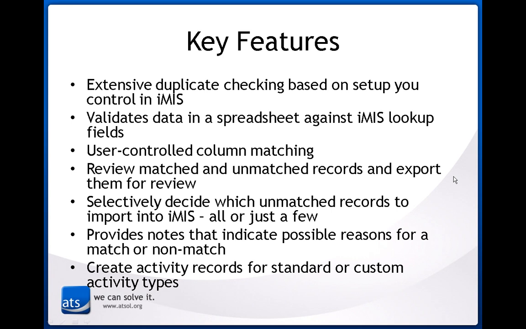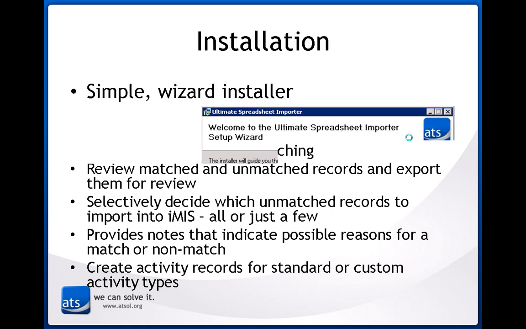Some of the key features include extensive duplicate checking based on setup U control in iMIS. It validates data in a spreadsheet against iMIS lookup fields, has user-controlled column matching, lets you review matched and unmatched records and export them for review, and selectively decide which unmatched records to import into iMIS, all or just a few. It provides notes that indicate possible reasons for a match or non-match. Finally, it creates activity records for standard or custom activity types.